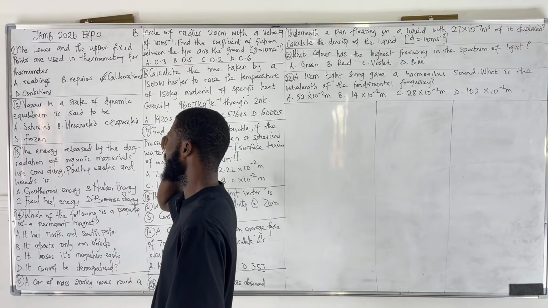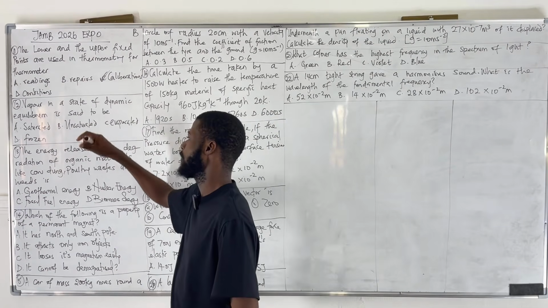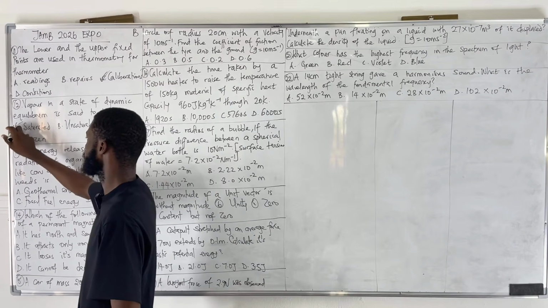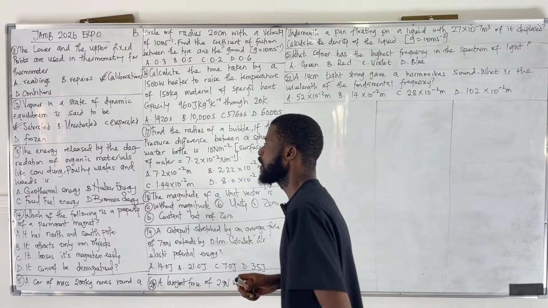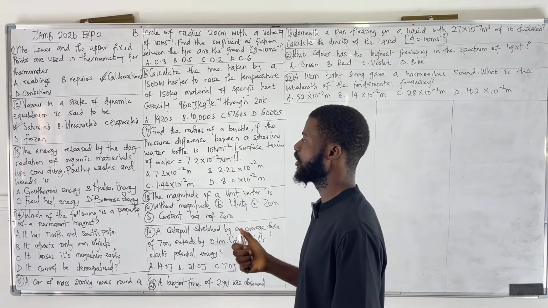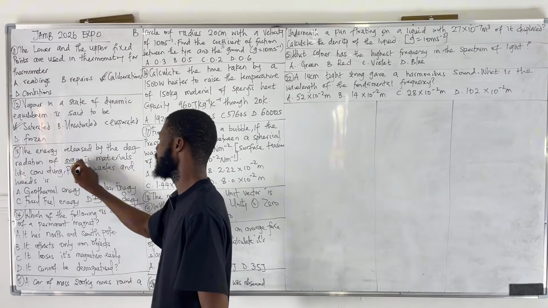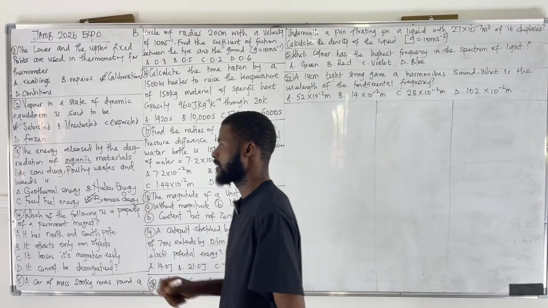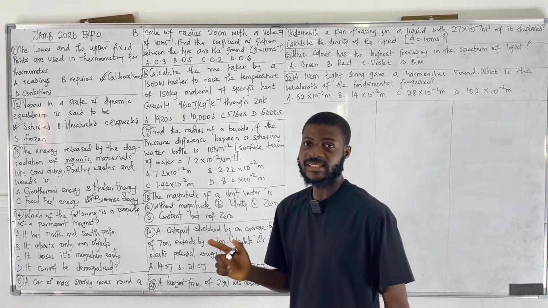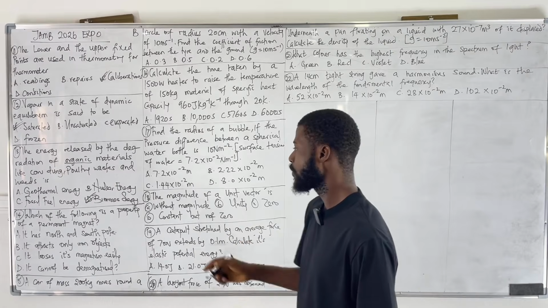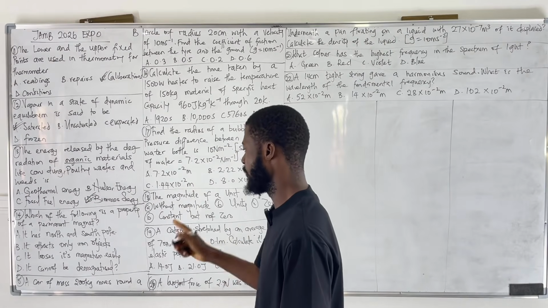Okay, so vapor in a state of dynamic equilibrium is said to be saturated. That's the answer for that. The energy released by the degradation of organic materials, keyword organic. The answer is biomass. That's what it's going to be. The answer is going to be what? Biomass.